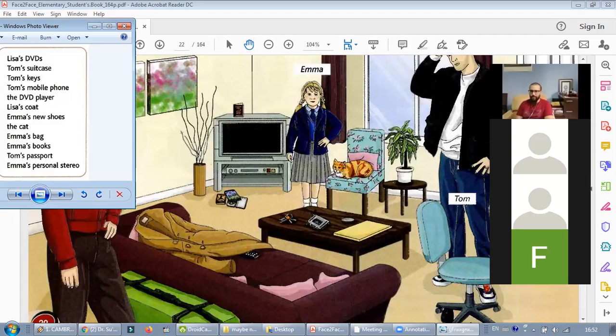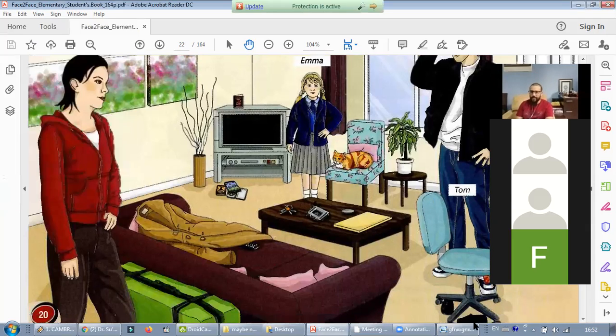Where is it, Lisa's coat? Lisa's coat is on sofa. It's on the sofa, okay. What about Emma's new shoes, Manal? Where are Emma's new shoes? Emma's new shoes are under the chair. They're under the chair. I think you're right. Yes, correct.